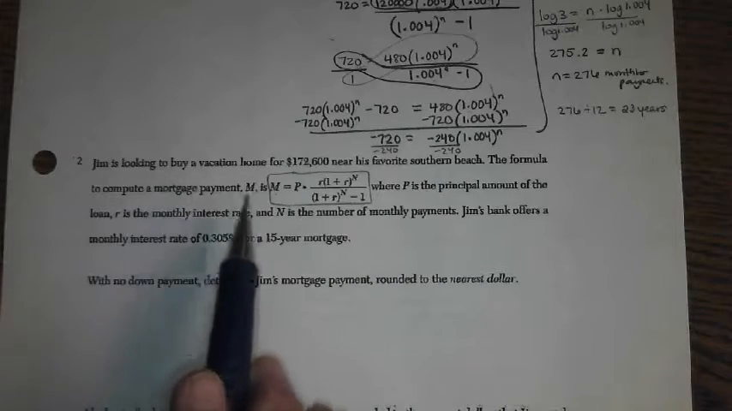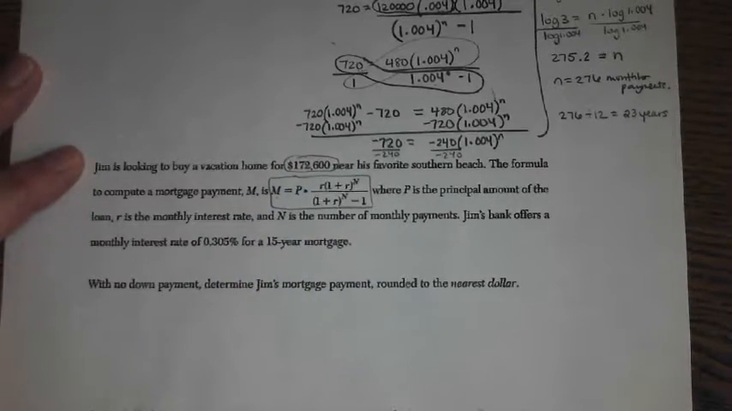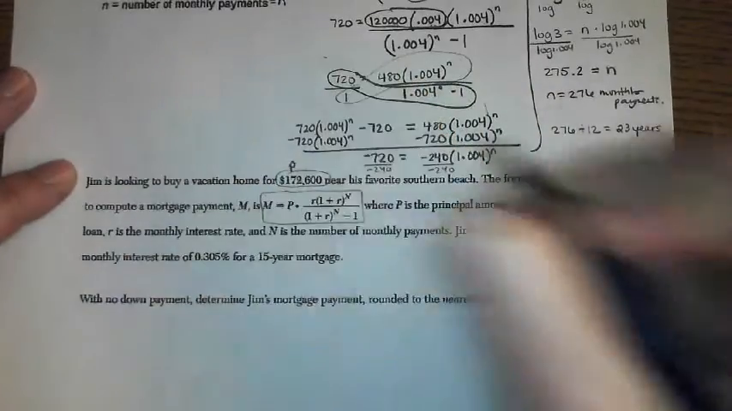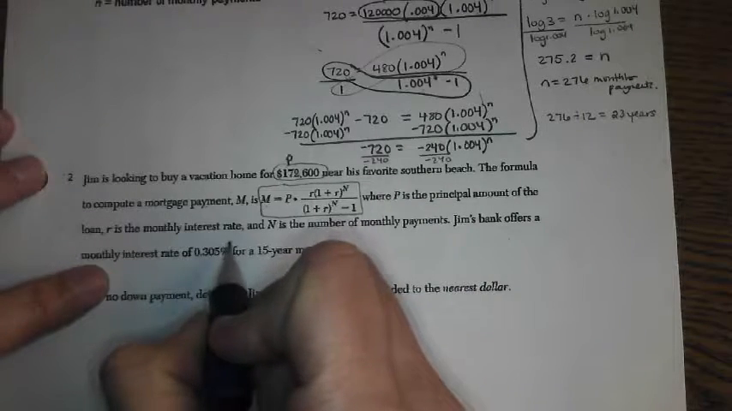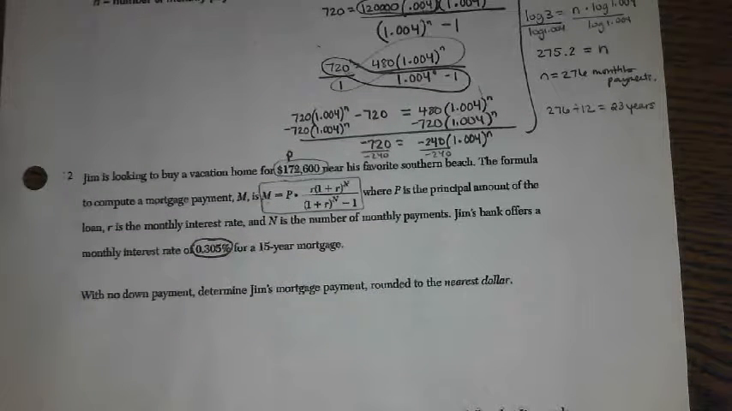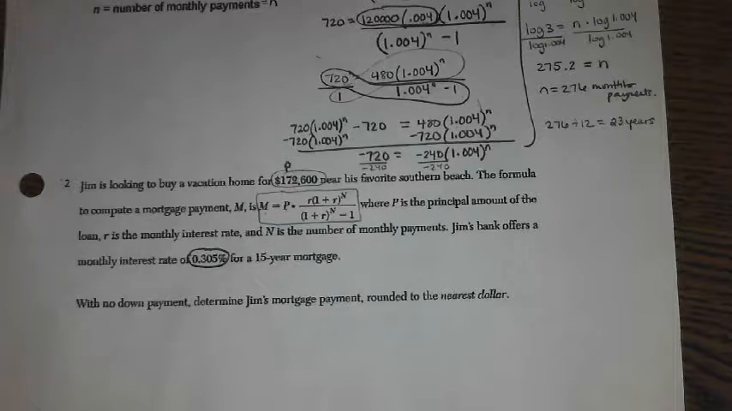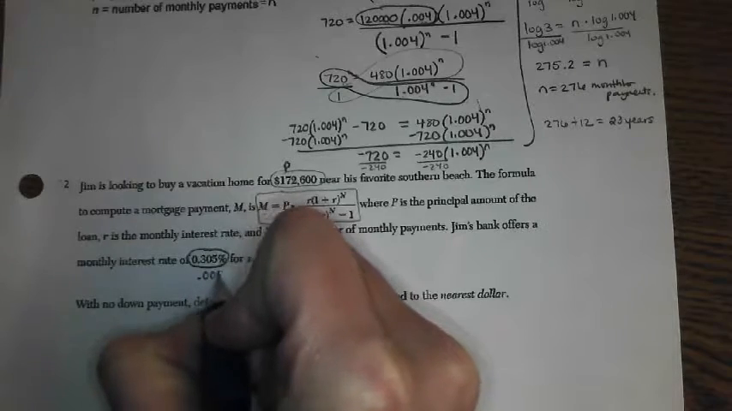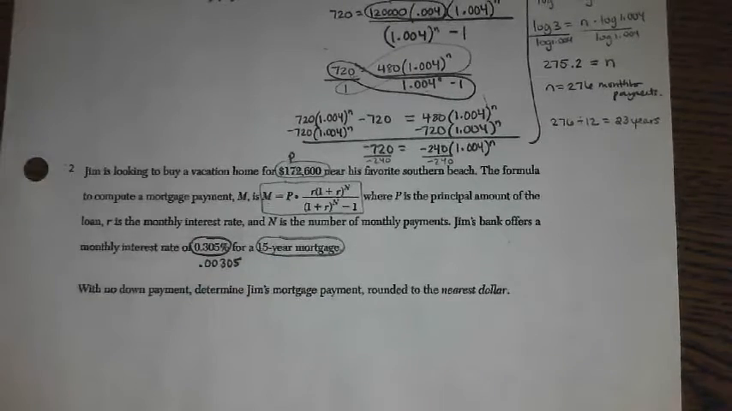So, Jim is looking to buy a vacation home for $172,600. Where does that go? P. And then they tell us about the formula. Jim's bank offers a monthly interest rate of 0.305%. So where does that go? R, except that's your percentage, you need to write it as a decimal, which is weird because it's already a decimal, but that would be 0.00305. A 15-year mortgage. What does that tell you?